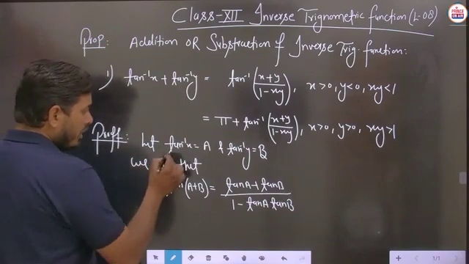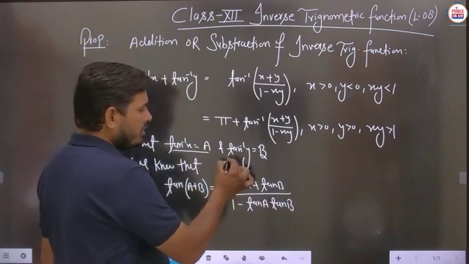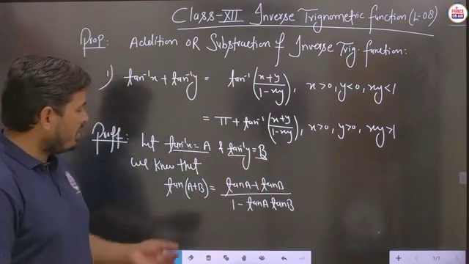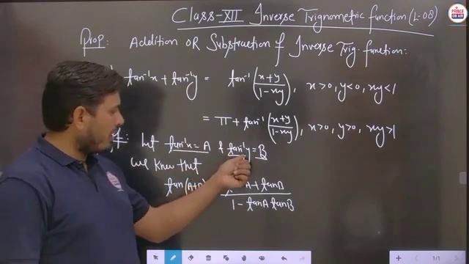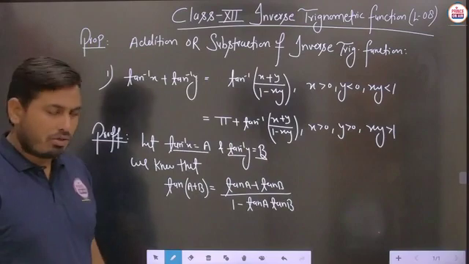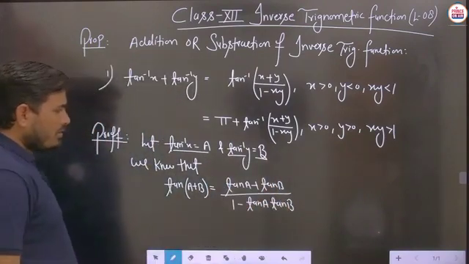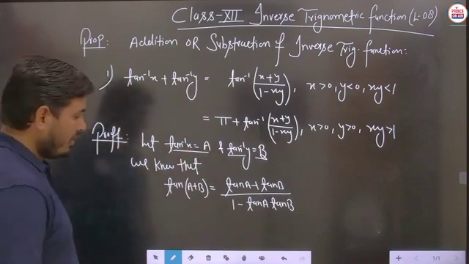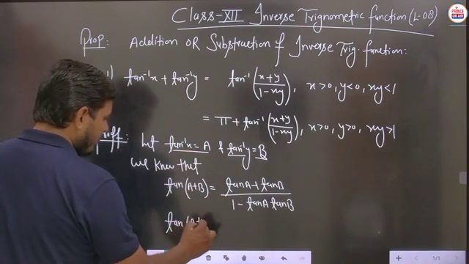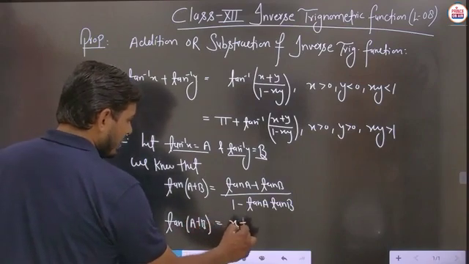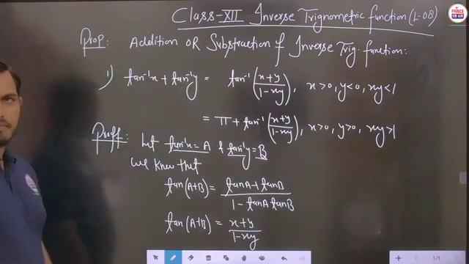Now here tan inverse x equals a, and tan inverse y equals b. Then from this you will get x equals tan a, and from this you will get y equals tan b. Is it clear? So in place of tan a and tan b we can just write x and y. Definitely, if we write the expression in terms of x and y, you will write it like this: x plus y divided by 1 minus xy. Is it clear?